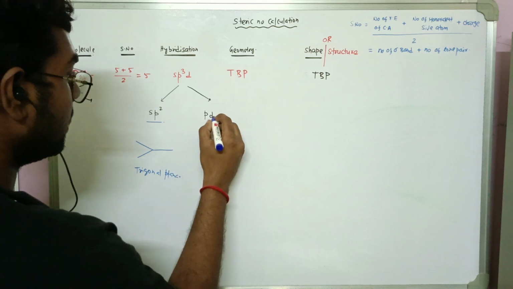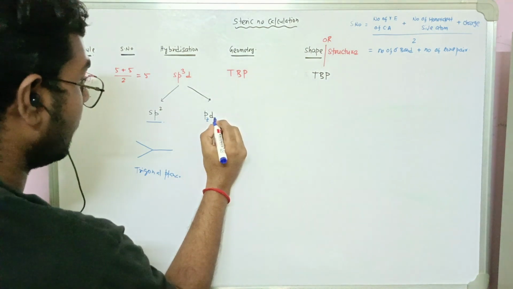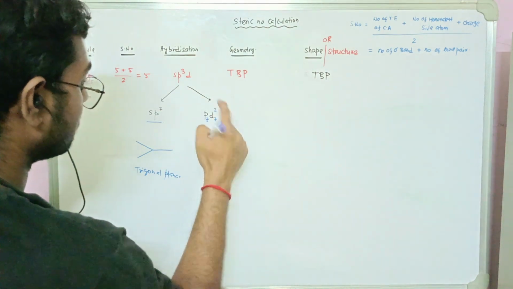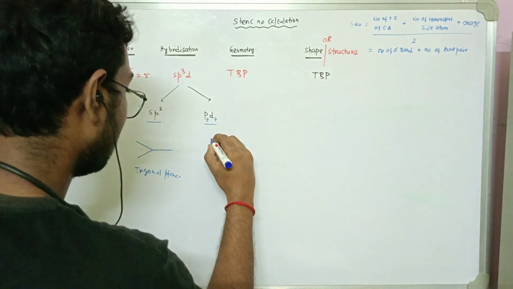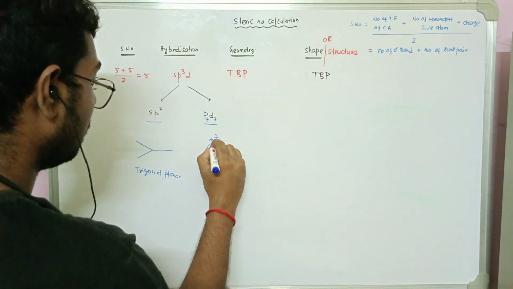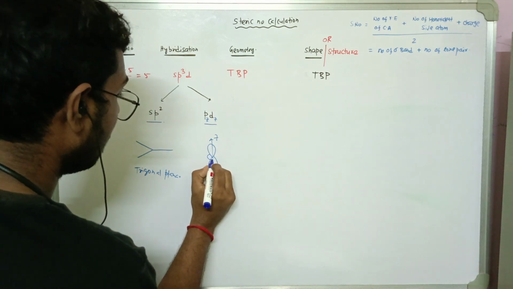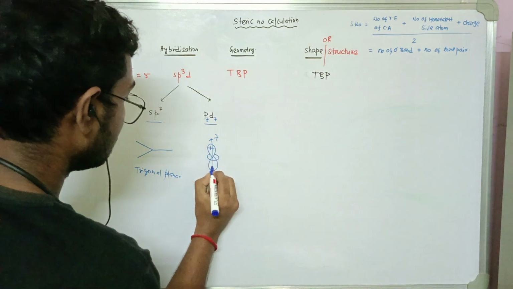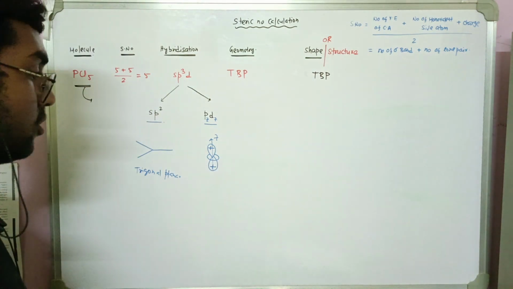And for pd, to be precise, this p is pz, and this is dz. We know the shape of z. If this is the z axis, then the d orbital will look like the pz only, and it will have a ring. So this is positive, this is positive. The two lobes are the same, which means I am not drawing the pz orbital.